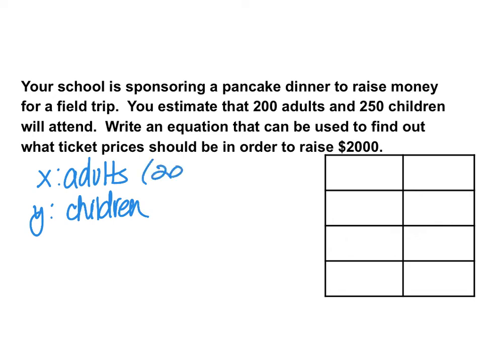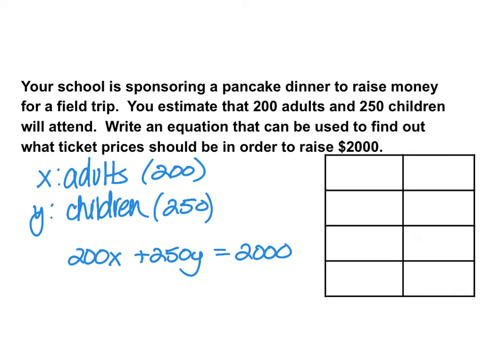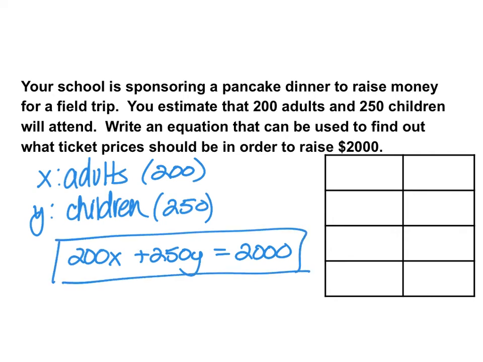so it looks like there's 200 and 250, so we need to figure out how much we can charge. So this would be 200x plus 250y to equal $2,000. And of course, we could graph it and find some values, but as far as the equation is concerned, this equation will work. We'll look at how to use that equation a little bit later. The next screen is Desmos. I'm going to skip that for now, just because it's been acting up.